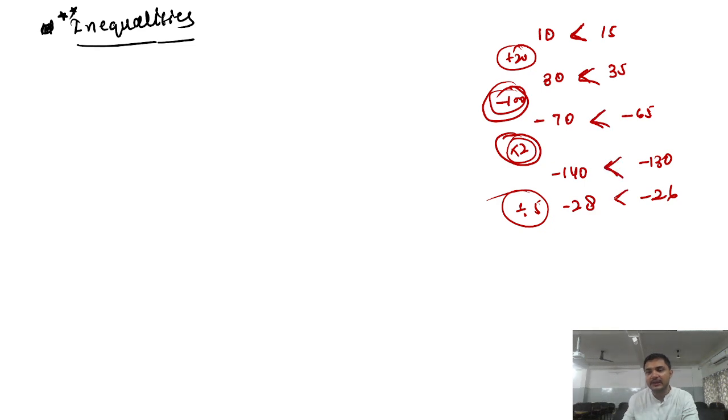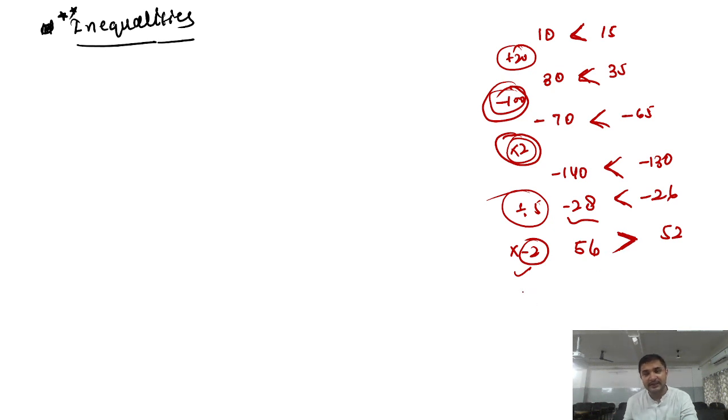It is not reversing. Yes, but sir, let's say if I'm multiplying it by minus 2 now. Everyone, minus 28 into minus 2, tell me, 56, and here we'll be getting minus 26 into minus 2, 52. Sir, now 56 is greater. That means whenever we are multiplying by a negative value, the inequality orientation will reverse.